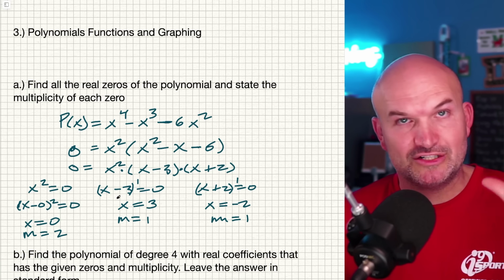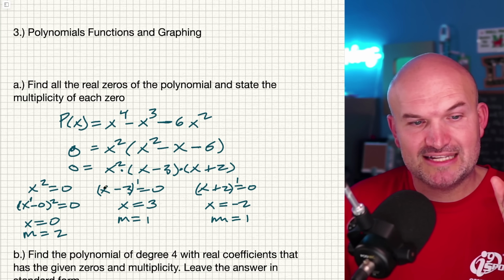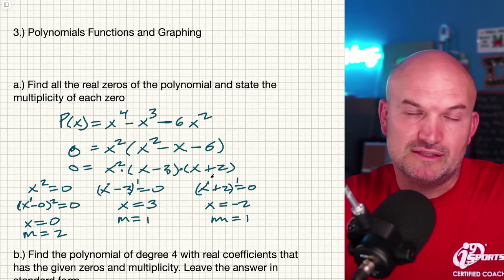Make sure you write them as factors, and you can identify what their power is, but they have to be linear factors. That means the x has to be raised to the first power as a linear factor, but then it can be raised to a higher power, and that will tell you the multiplicity.